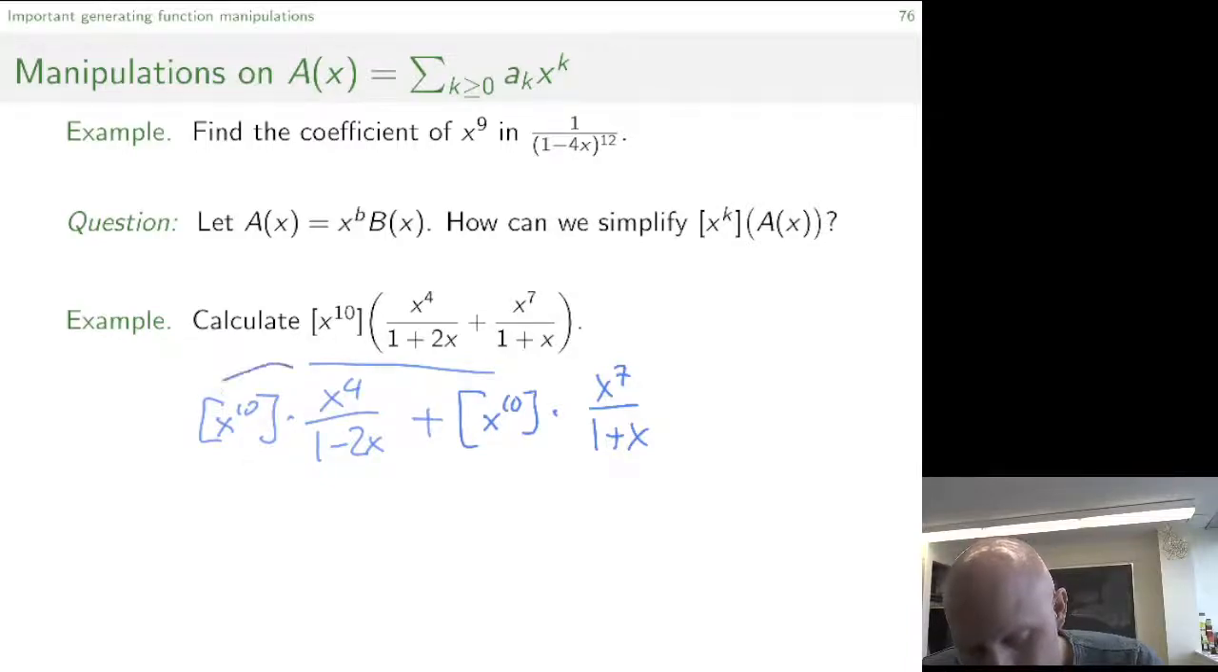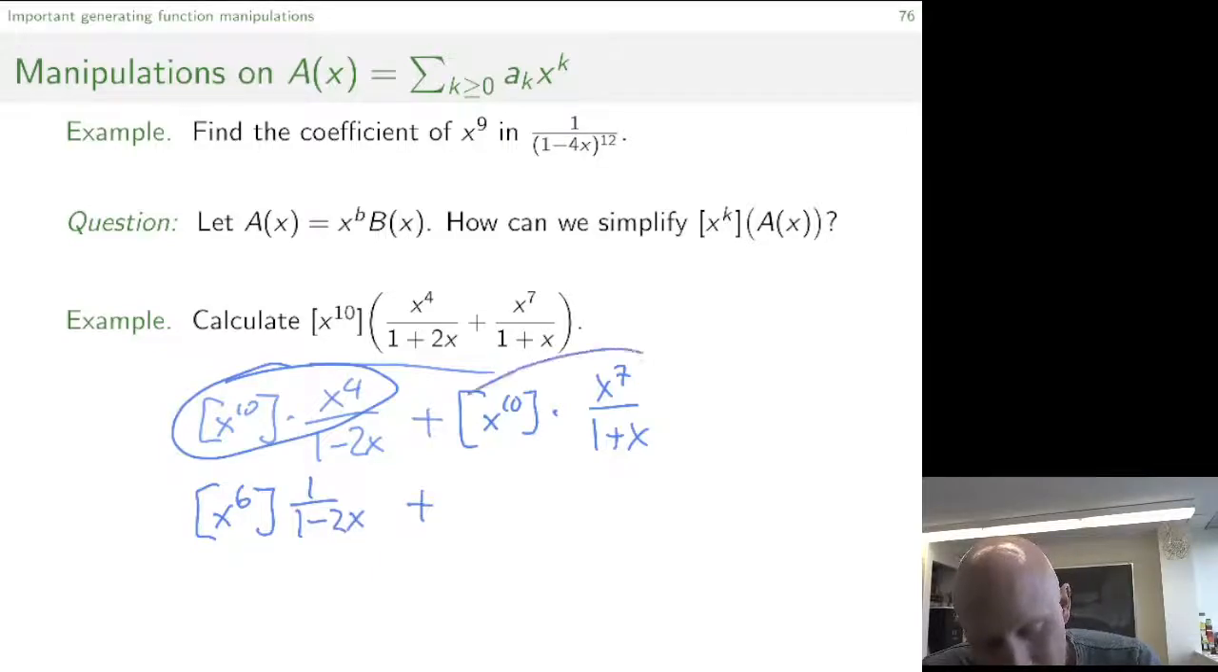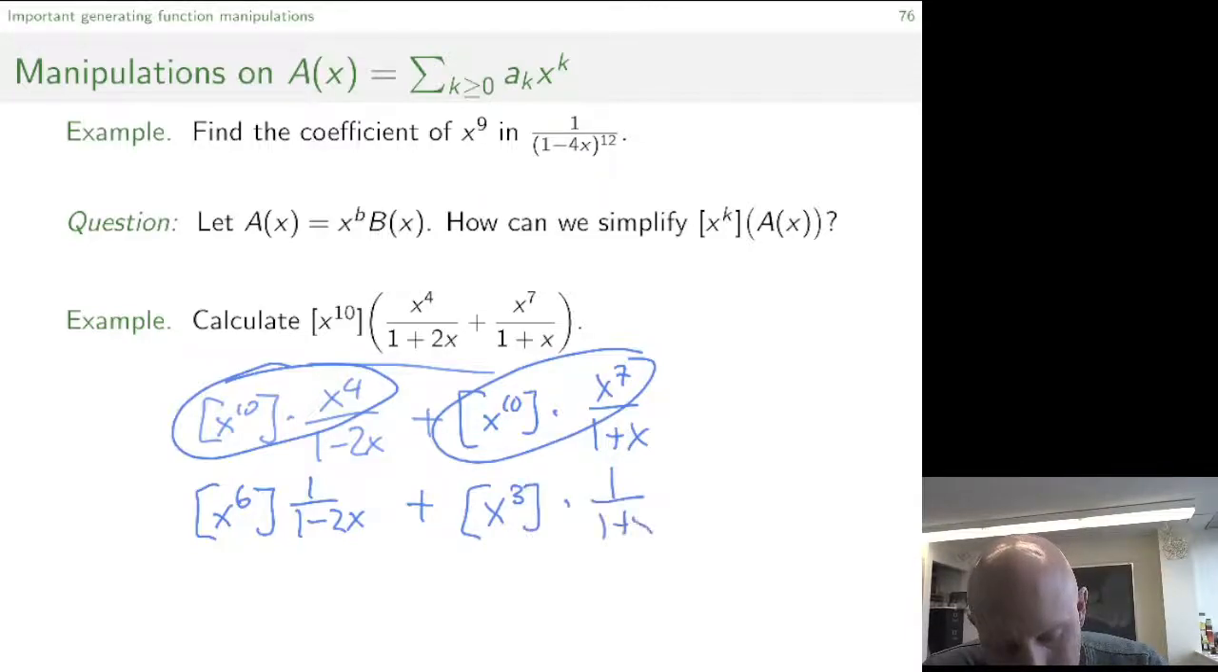When we see x to the 10, we want the coefficient of x to the 10th, but we have an x to the 4th that we can factor out. We can write this as x to the 10 minus 4, or x to the 6th, times the coefficient of x to the 6th in 1 over 1 minus 2x. And here we want the coefficient of x to the 10th in something where we can bring out a factor of x to the 7th. So we can write this as x to the 10 minus 7, or x to the 3, times 1 over 1 plus x. Oops, I'm noticing that this is 1 plus 2x and not 1 minus 2x. Sorry about that.